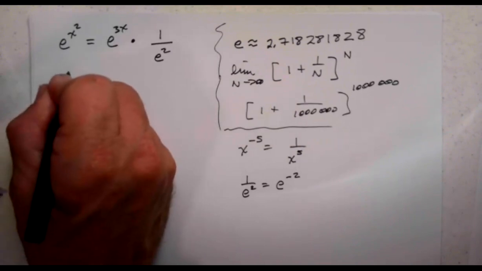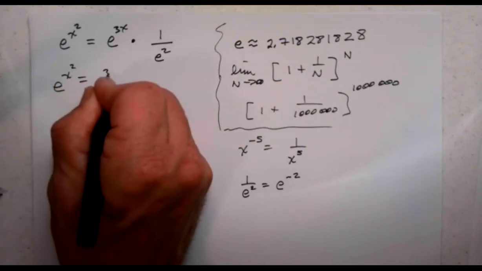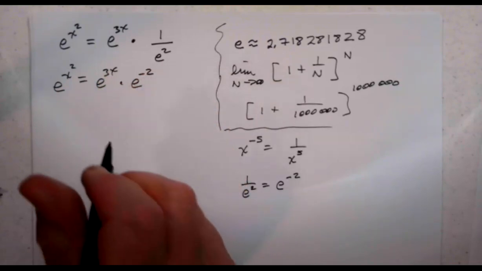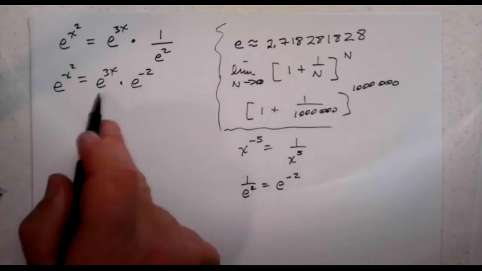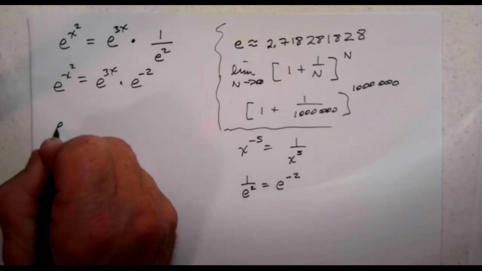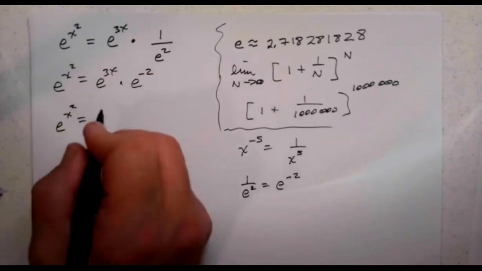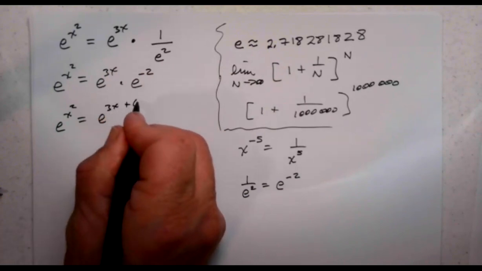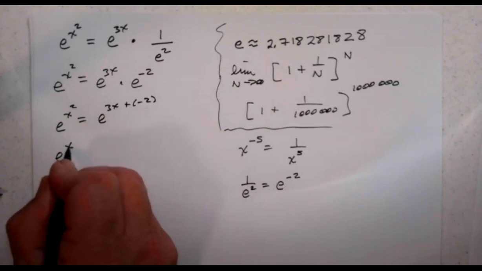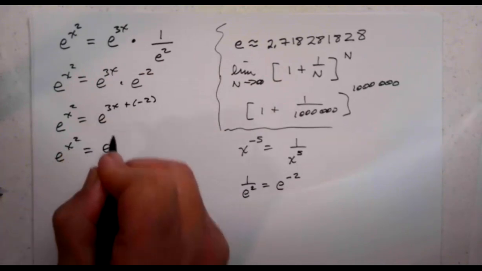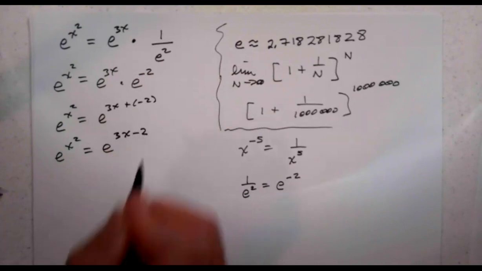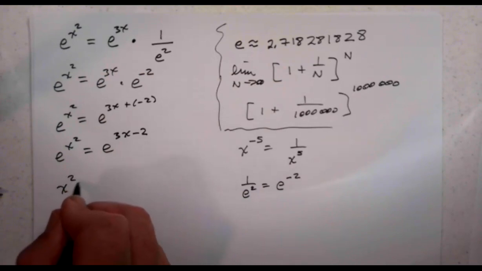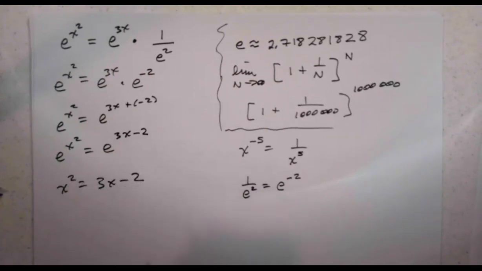We're going to rewrite this as e to the x squared equals e to the 3x times e to the negative 2. And remember, when we are multiplying things with the same base, we add the exponents. So I get e to the x squared equals e to the 3x plus negative 2. So of course, e to the x squared equals e to the 3x minus 2. E to the something equals e to the something, the two somethings have to be equal. So x squared equals 3x minus 2.